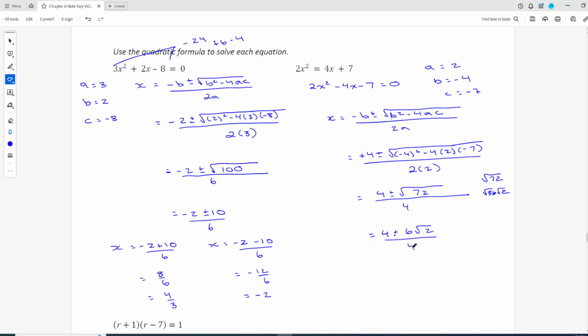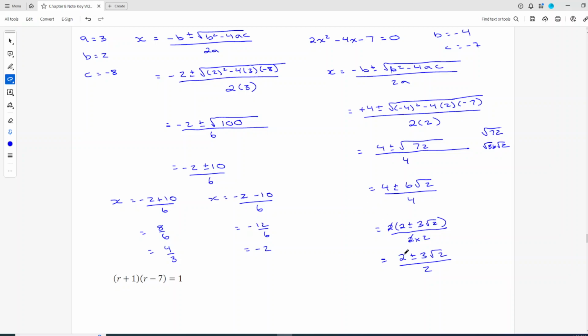all over 4. Now again, you're looking to see if anything can come out of each term. So what can come out of 4, 6 root 2, and 4? Well, I can take out a 2. So I would go 2 times 2 plus or minus 3 root 2. And you don't take it out of the radical, just out of the whole number, divided by 2 times 2. So now I can simplify the 2, and I'm left with 2 plus or minus 3 root 2 all over 2. And that's as far as I can simplify.